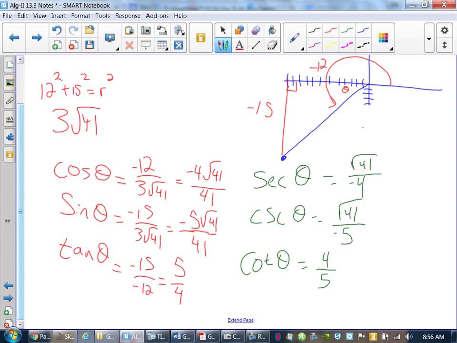Why did you write cosine first? Because it goes with the x values. Cosine is x over r. Sine is y over r. If you start thinking about your ordered pairs going x, y, might as well be the x values first.